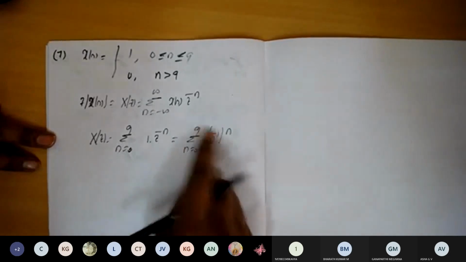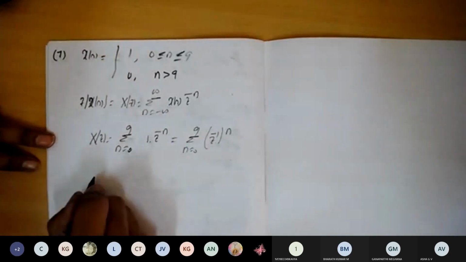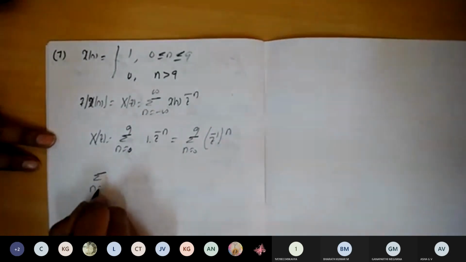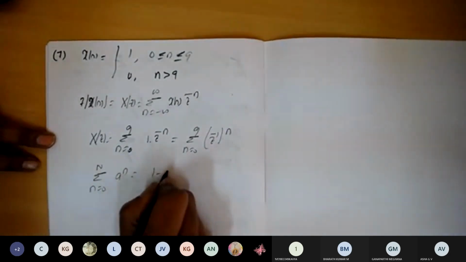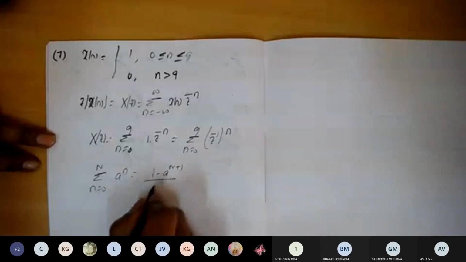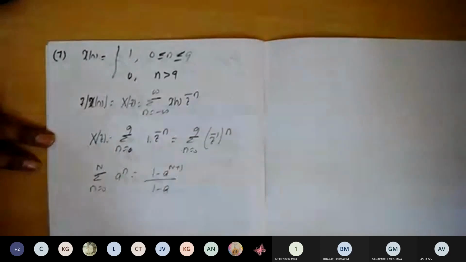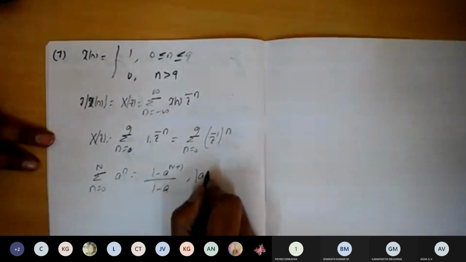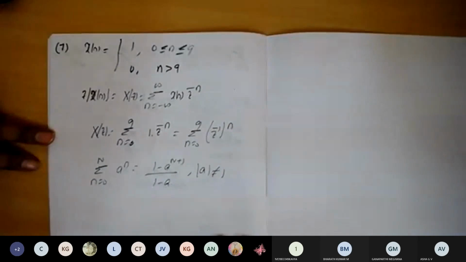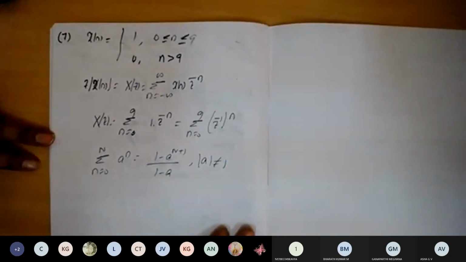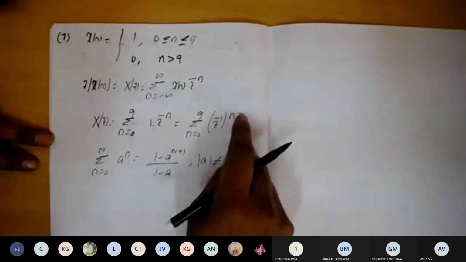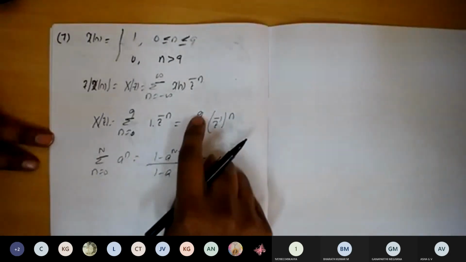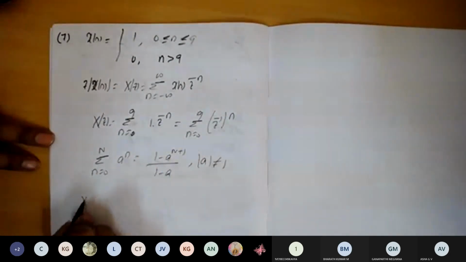So here we have a sum of finite terms formula. We have seen the formula: summation n equals 0 to N of a to the power of n is equal to 1 minus a to the power of N plus 1 divided by 1 minus a, provided a should not be equal to 1. This is in terms of a to the power of n, and the value of N is nothing but 9. So let us expand this.